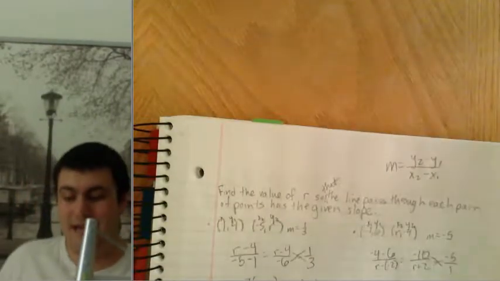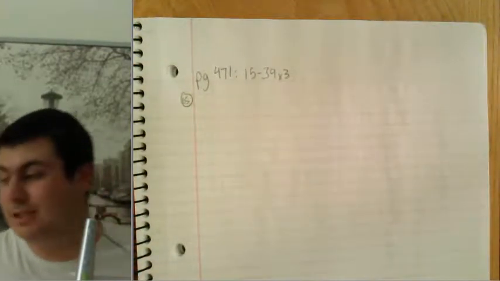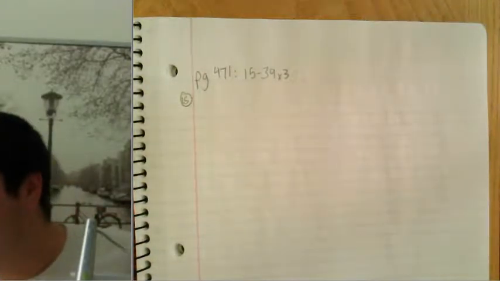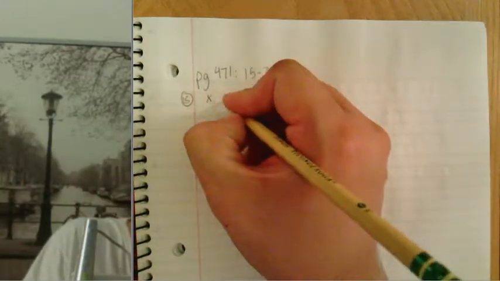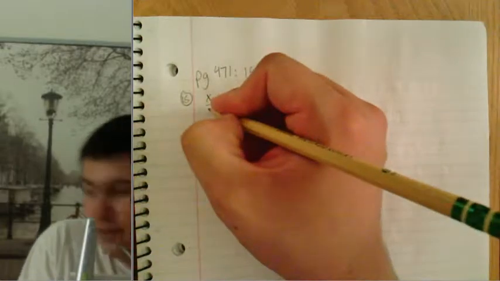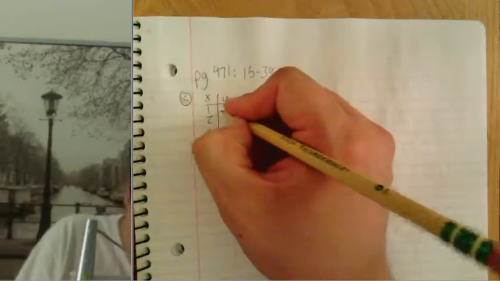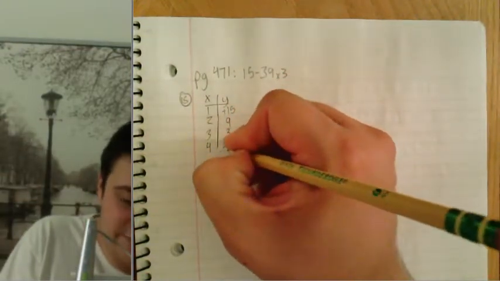Alright, let's take a look at these practice problems. We are on page 471, 15 through 39, multiples of 3. So, this first one, 15, find the rate of change represented in each table or graph. So we have an XY table with the X values being 1, 2, 3, 4, and the Y values being 15, 9, 3, and negative 3.